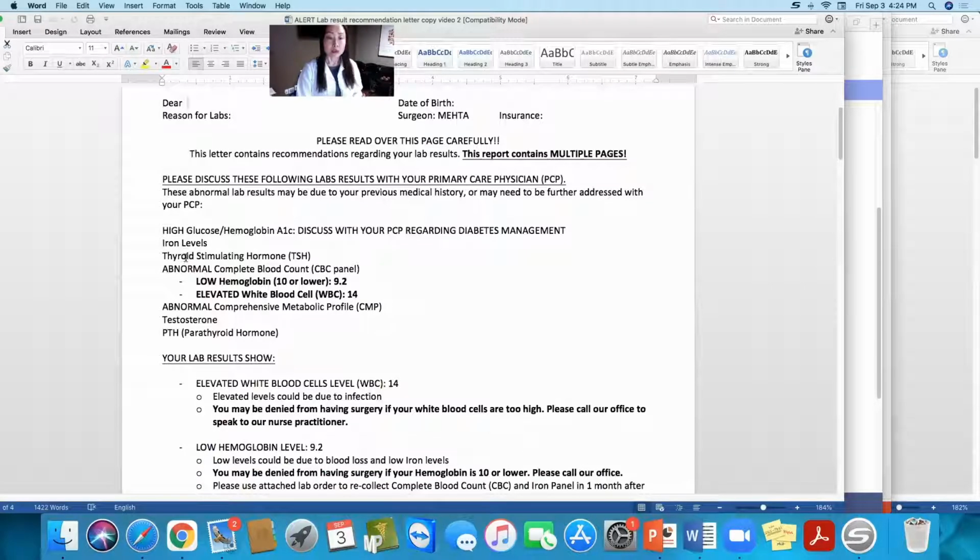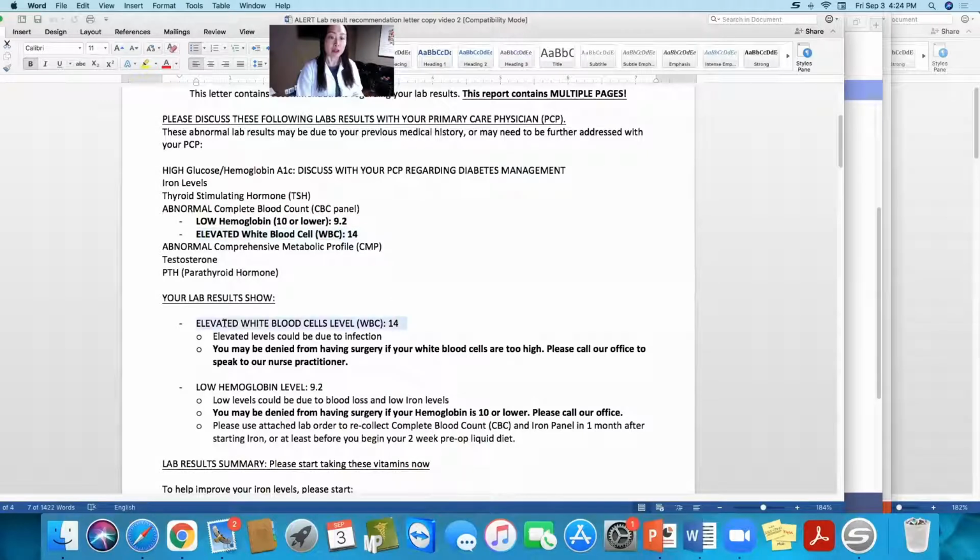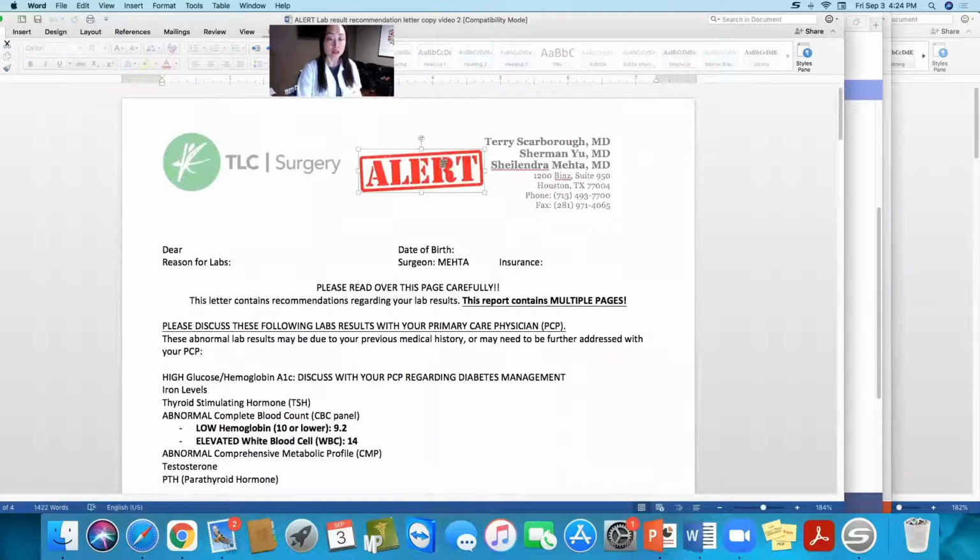Some of the lab values that are concerning might be a very low hemoglobin level, which could indicate severely low iron levels. Another concerning lab could be an elevated white blood cell count, which might indicate that you have an infection. If you are preparing for surgery, and you have a very high white blood cell count, or a very low iron level, you could be denied by the hospital from having surgery. That is why this is on alert. That is why you need to contact us so that we can verbally go over these labs with you and get them addressed immediately.